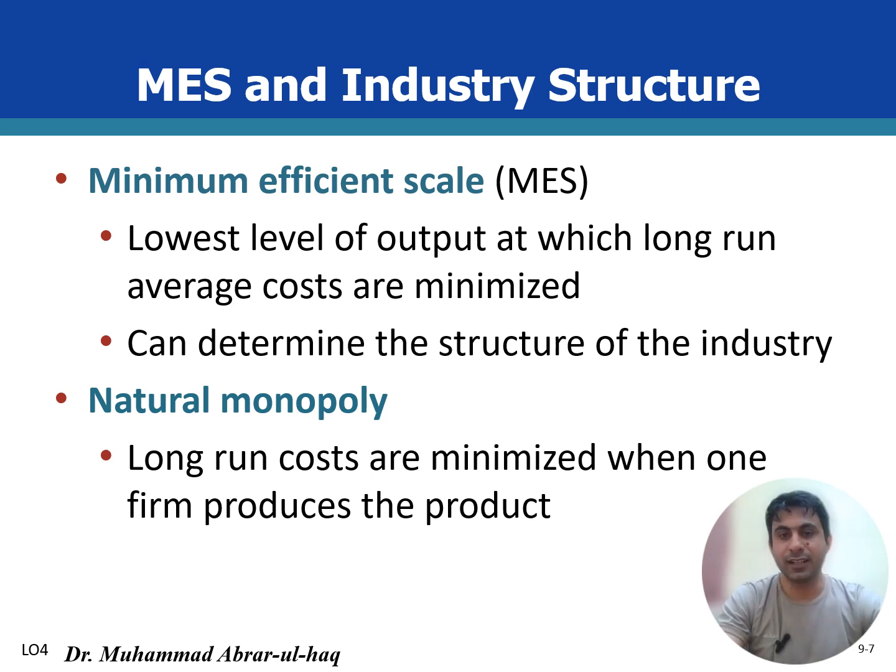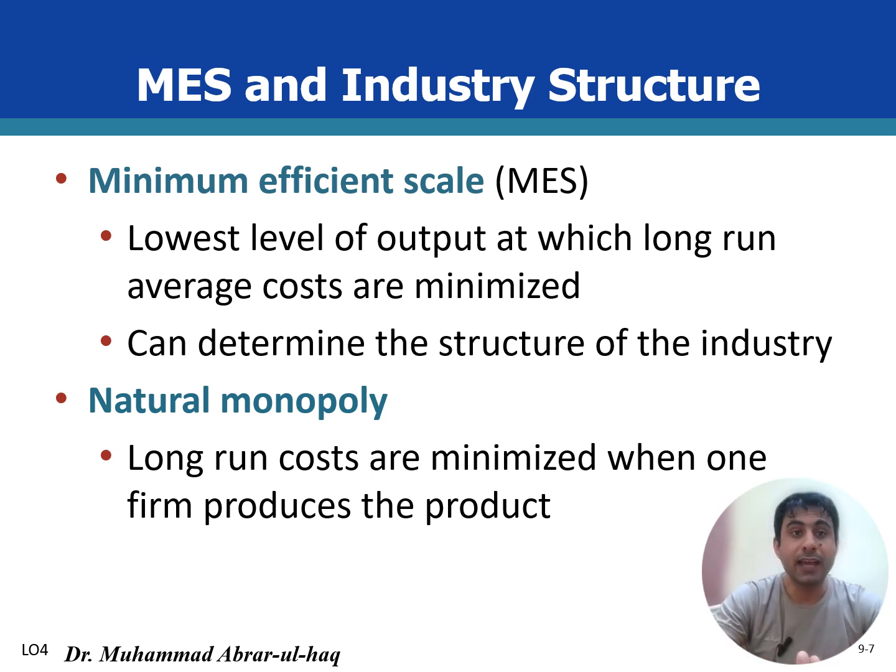Minimum efficient scale, MES, and industry structure. MES refers to the lowest level of output at which a firm can produce its goods or services at the lowest long run average cost possible. So when a firm operates at its MES, it achieves optimal economies of scale, meaning it produces goods at the lowest possible average cost per unit.